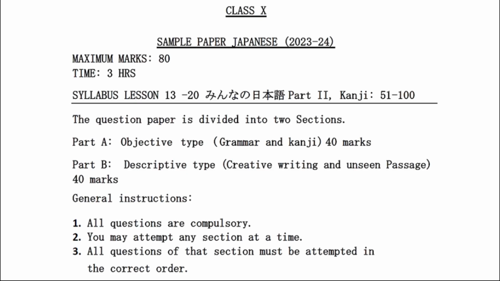Let me begin with the pattern for this year. The question paper is divided into two sections, A and B. Part A has objective type questions covering grammar and kanji for 40 marks. And Part B has descriptive type questions covering creative writing and unseen passages for 40 marks. So, the maximum marks will be 80 and you will be given 3 hours to complete the paper. Now, let me go through the questions one by one.